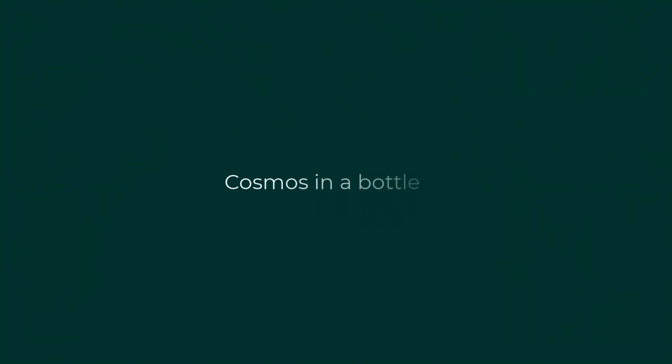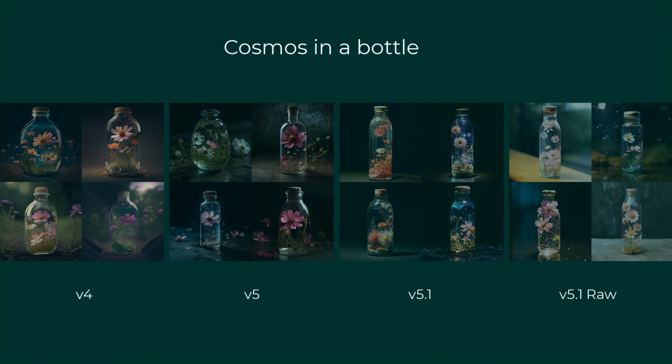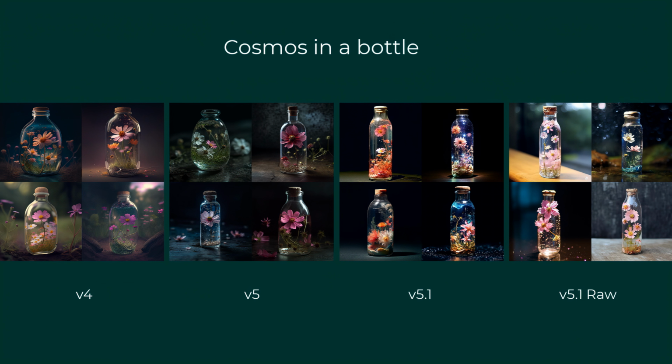The following prompt is straightforward, Cosmos in a bottle. I forgot to mention that all prompts have Q2, the default aspect ratio, and style 750. With this prompt, for some reason, all images have a flower inside. I don't know why. As I said earlier, I am not regenerating.